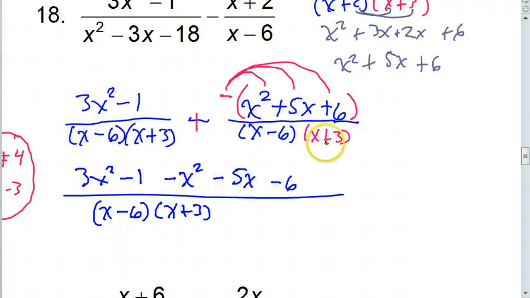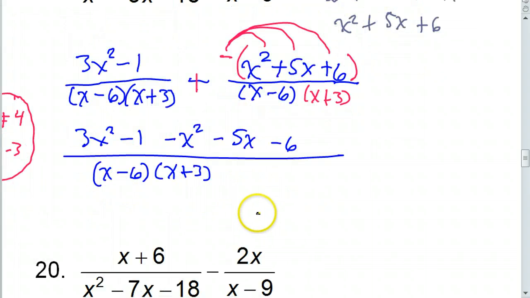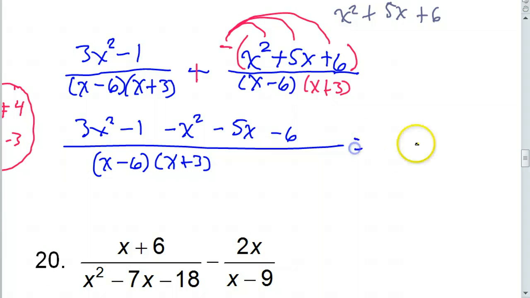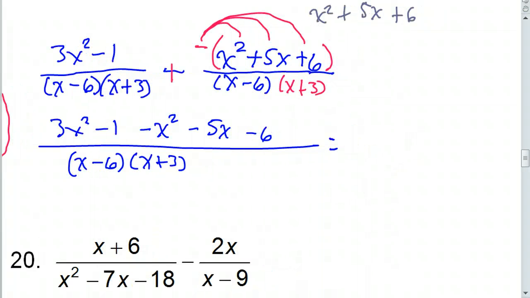Please, please, please, a common, all too common mistake is that kids don't distribute the minus sign and they just put minus x squared plus 5x plus 6. And then, of course, the whole problem's wrong. All right, so we'll continue from there, combining these like terms.